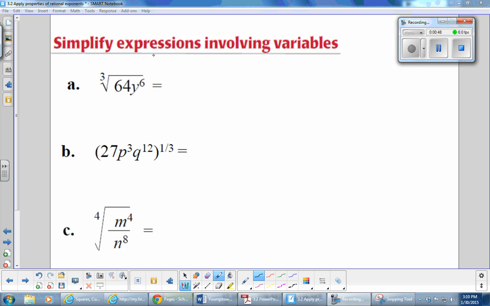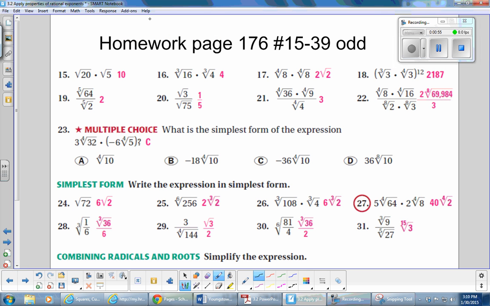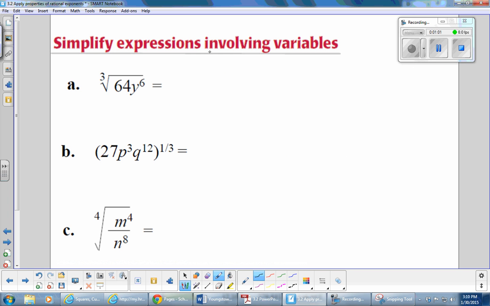So let's look at the first section, and hopefully you already did those homeworks from the last time, right? Hopefully you got done doing this. You should have done all that either in class or at home, depending on what Miss T wanted to do. And now we're moving on to simplifying expressions with variables. Okay, so let's look at this first one.